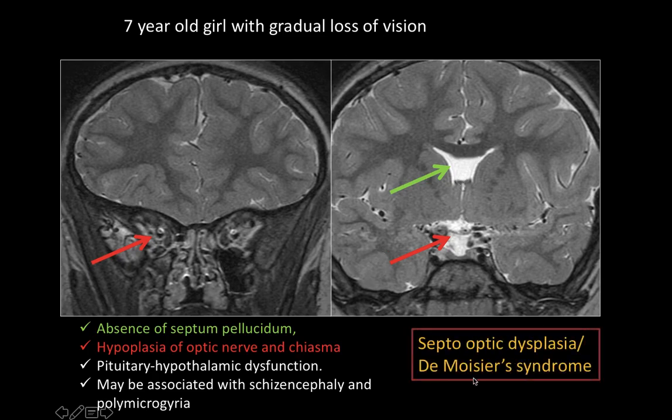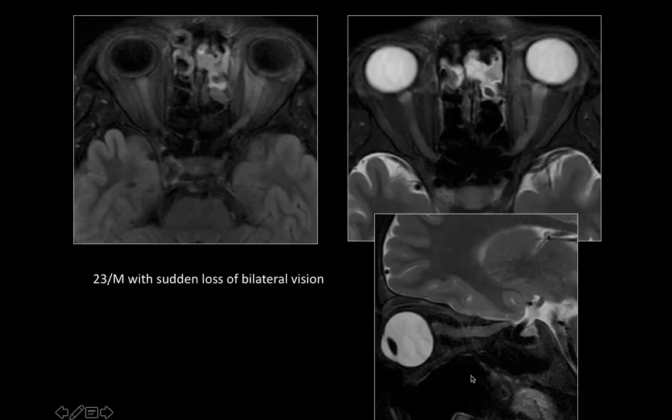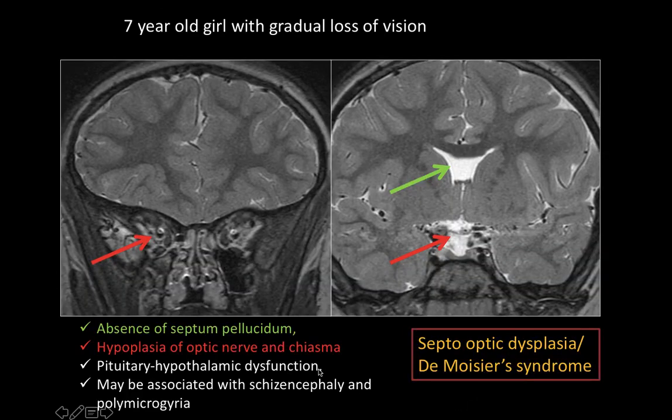Septo-optic dysplasia is also called de Morsier syndrome. It is associated with pituitary and hypothalamic dysfunction or may be associated with schizencephaly and polymicrogyria.